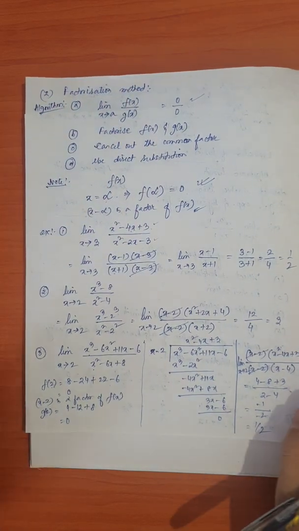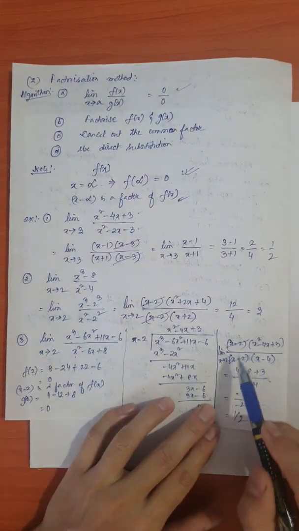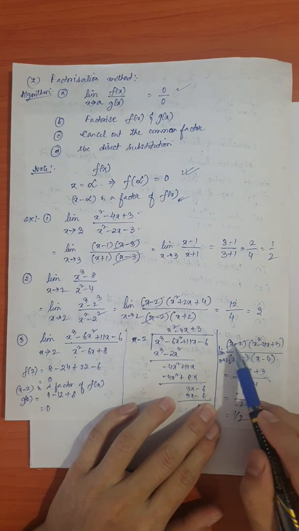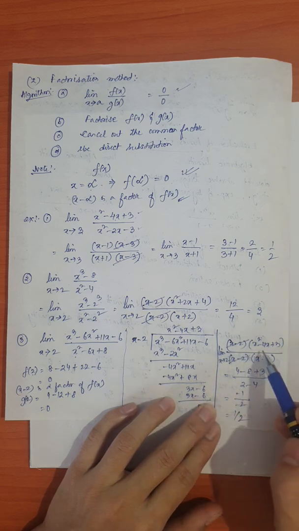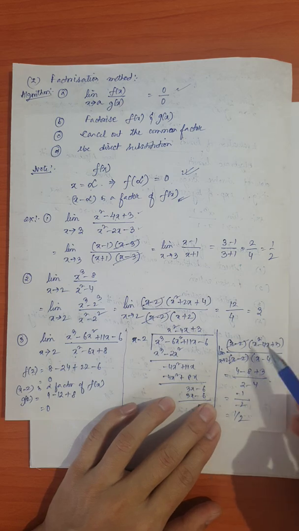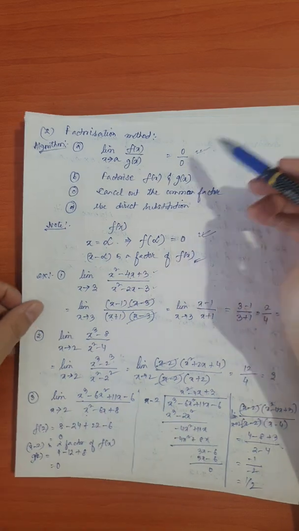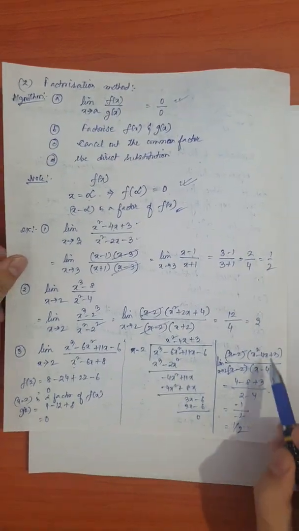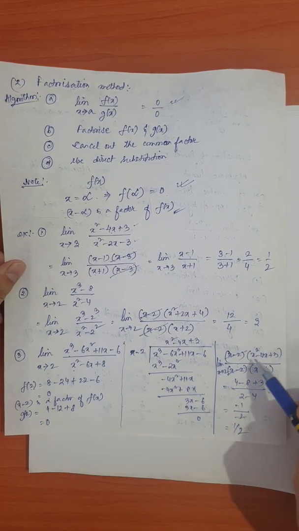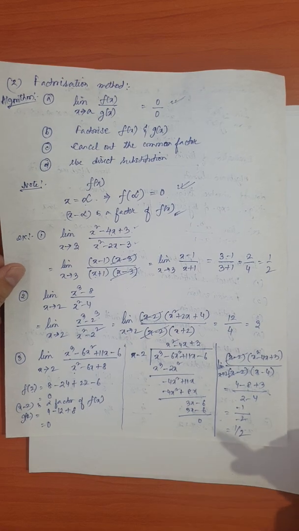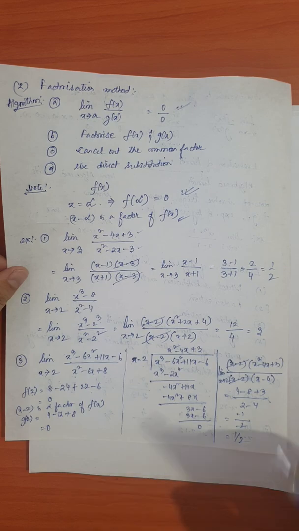Now one important thing. After factorizing, if you do direct substitution and still get 0 by 0 form, understand that there is still one common factor. So you need to factorize the denominator as well as the numerator, cancel the common factor, and then do direct substitution.